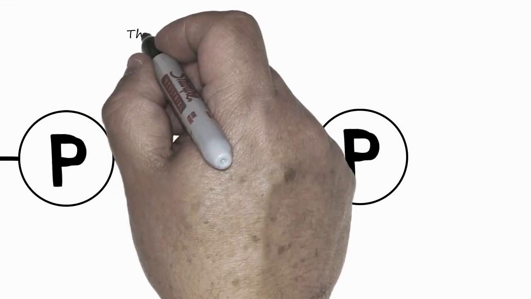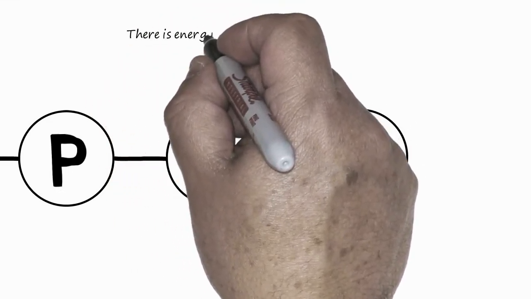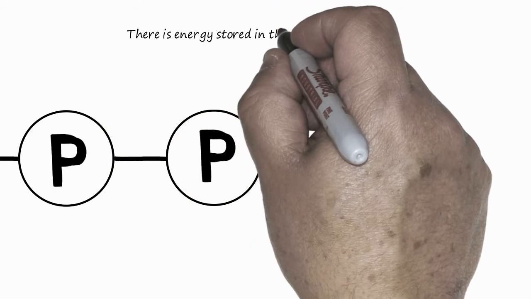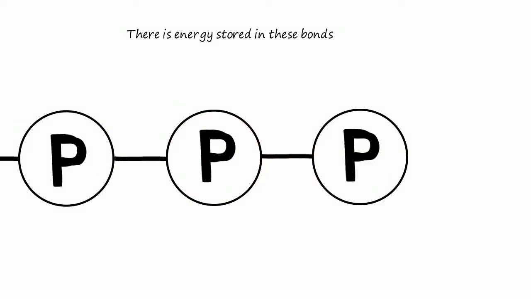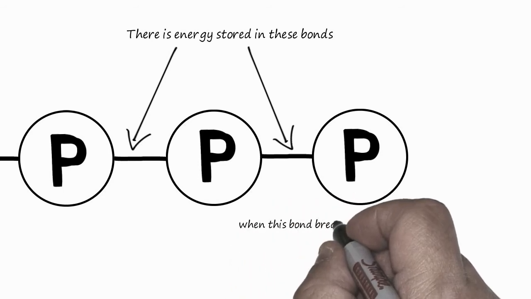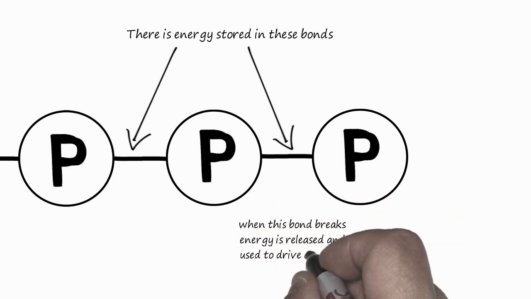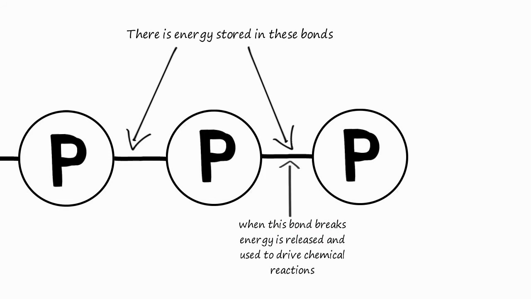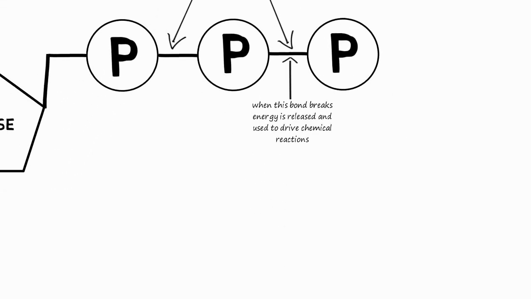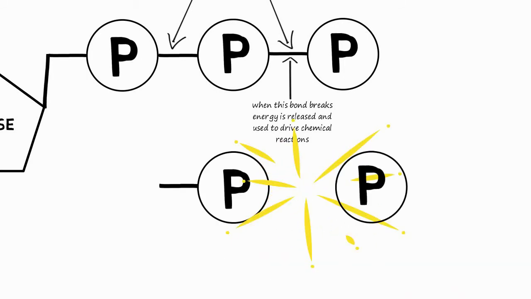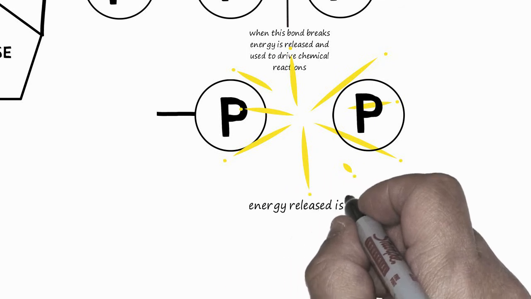Sketching ATP this way also helps us understand where that energy that we all hear about is, and how ATP is able to provide it. The energy we talk about is contained in those bonds between the phosphate groups. When that bond is broken, energy is released. So when the terminal phosphate group is donated, when that bond is broken, energy is released and is used to power chemical reactions in the cell.